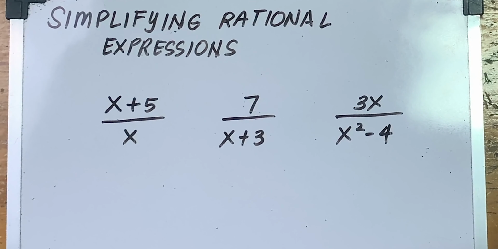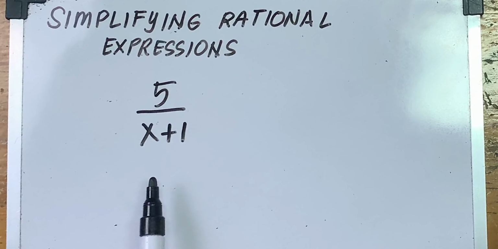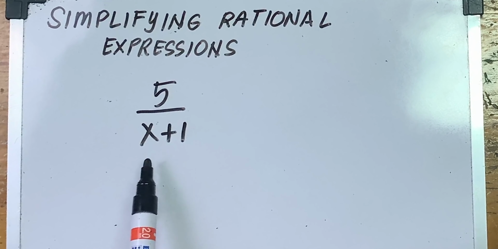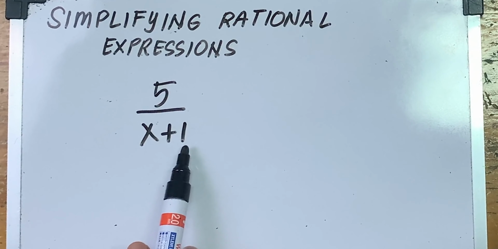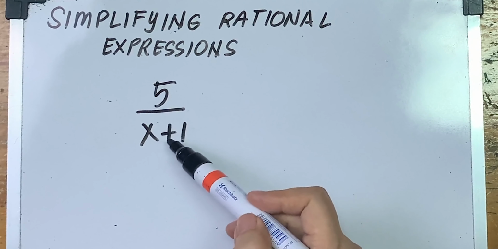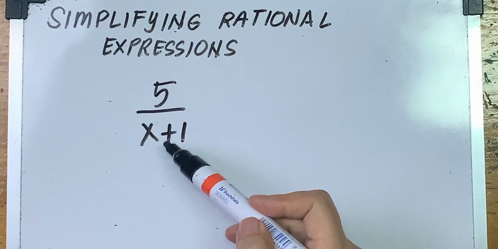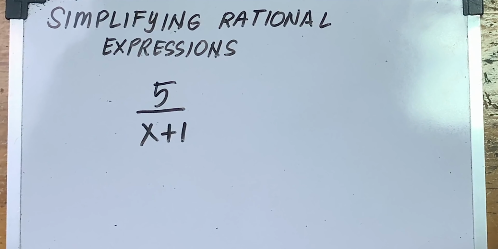Rational expression indicates division. To replace a variable with a value that makes the denominator 0 is not allowed. Let's take this as an example: 5 over x plus 1. If we substitute -1 for x, it will make our denominator 0 because -1 plus 1 is 0, and 5 divided by 0 is undefined, and this is not allowed. We can say that x can have any values except -1.